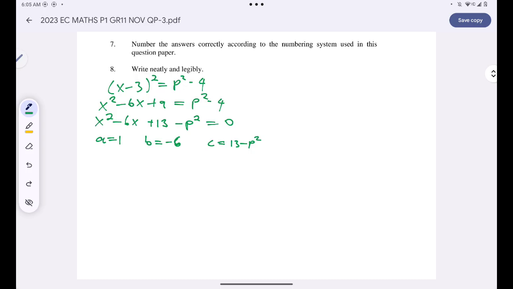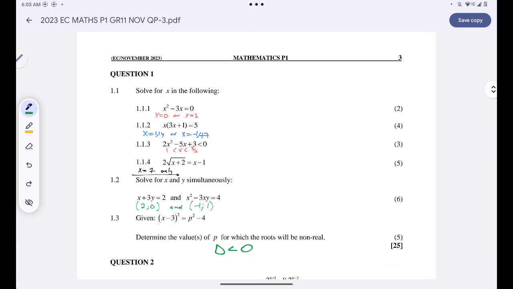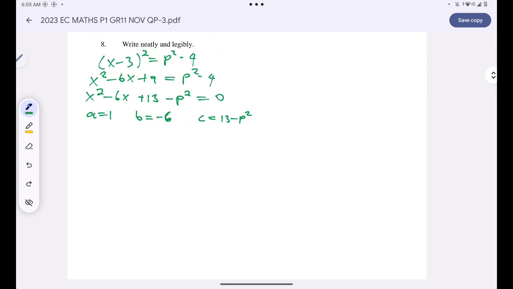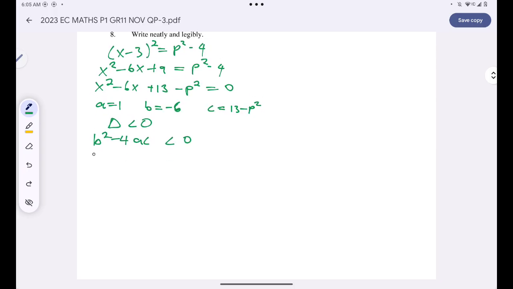Since they want the values of p for which the roots of this equation are non-real, right? That simply means that delta is less than 0, and delta is equal to b squared minus 4ac. This b squared minus 4ac should be less than 0, right? B squared is just negative 6 squared, minus 4 times a, times c, which is 13 minus p squared, just less than 0.